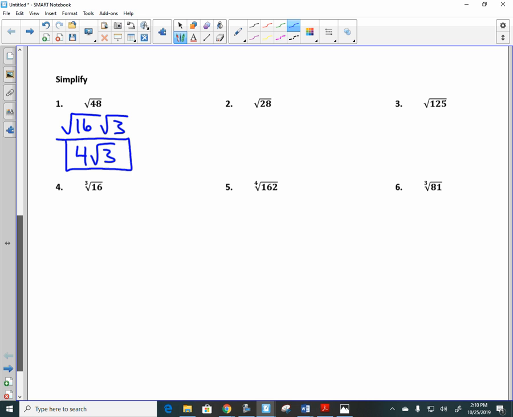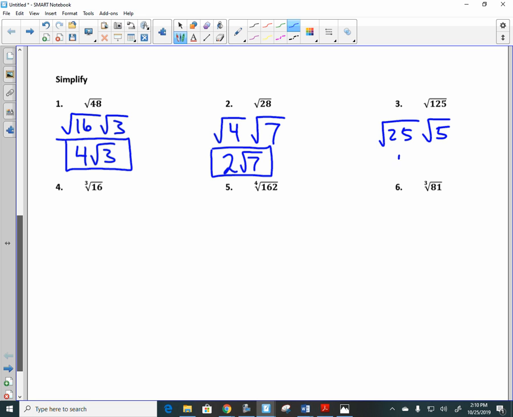What perfect square divides evenly into 28? So I write the square root of 4 and the square root of 7. So this simplifies to what? 2 roots of 7. Uh-oh, a little bit trickier. Square root of 125. 25 goes in 5 times. 5 roots of 5.